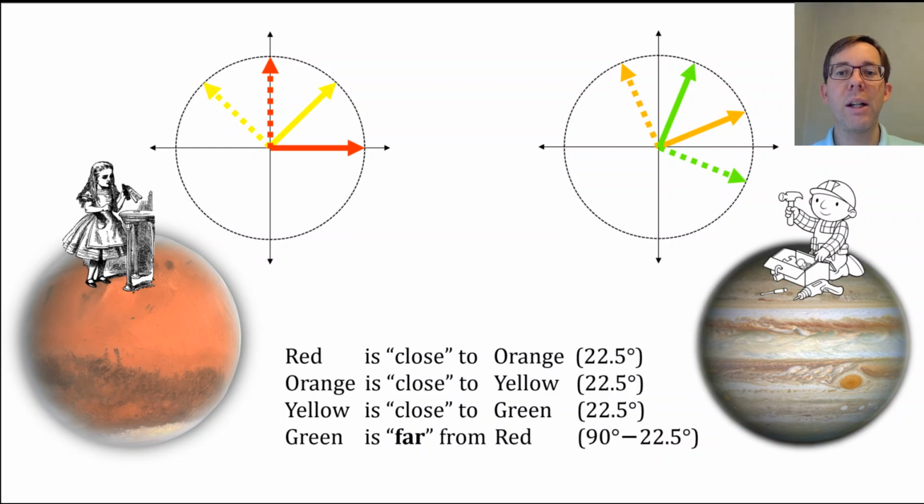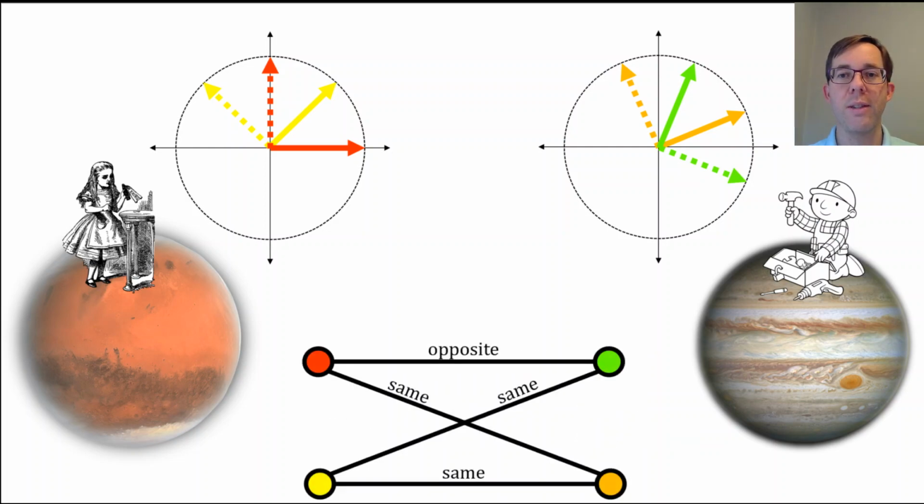Okay? And similarly, if they use orange and yellow, Bob orange and Alice yellow, and similarly, if they use yellow and green. And conversely, if they use red and green, then they have a high chance of getting opposite outcomes. Okay, so this can be summarized with this bipartite graph.